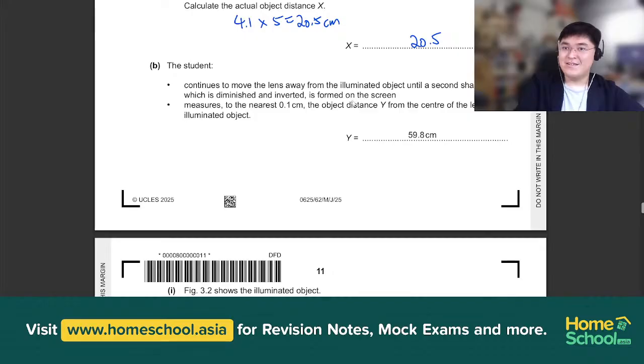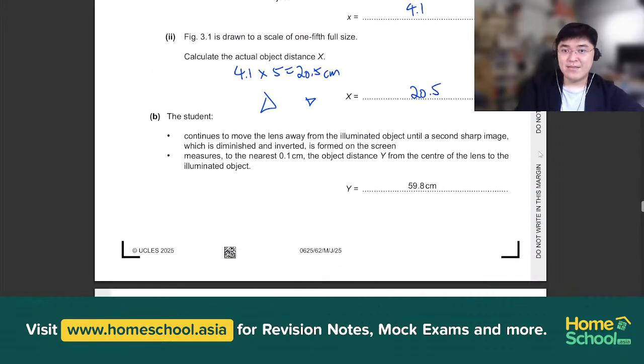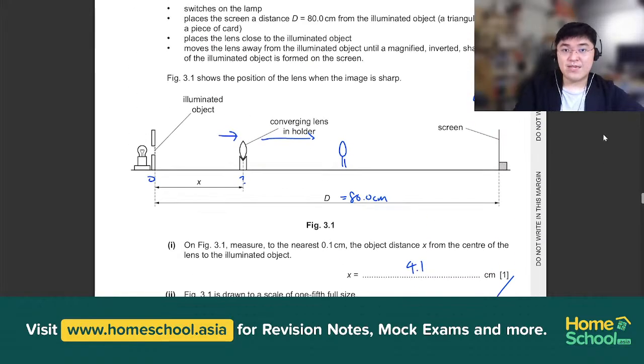Diminished means it's smaller, inverted means it's flipped over. So if a triangle looks like this as the source, the image should look something like this, smaller. So measure to the nearest 0.1 cm the object distance y from the center of the lens to the illuminated object. The student measured it for you, you don't have to do it, thank goodness. y is equal to 59.8 centimeters. So this is the object distance y, center of lens to illuminated object. Basically it's here, so up to here, this should be y.